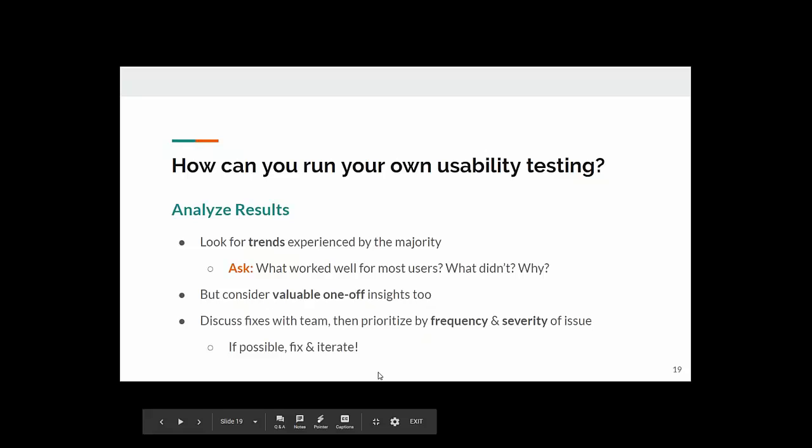And then, of course, once you're done, you're going to look at the trends experienced by the majority, looking for things that worked well and didn't work so well. You want to at least wait until you get to that magic 5 number of users before you start doing this. I know that some people get really excited after they've met with 2 users and, oh, okay, they both made the same error and let's go fix it and then continue usability testing, but it's better to just kind of wait to see what happens once you get through your full session.